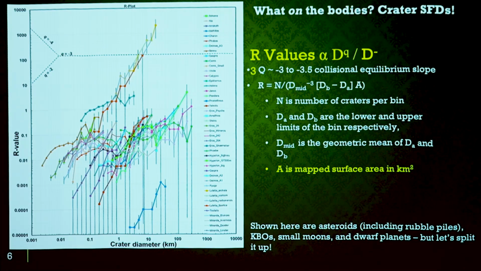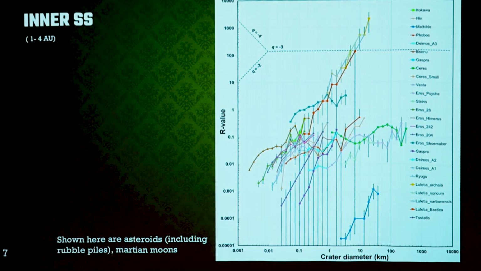And on this you're kind of looking at everything that we've got here. So there are asteroids, KBOs, small moons, dwarf planets, 2 rubble piles, Ryugu and Bennu. But this is kind of a lot to look at, so let's split it up. So starting with the inner solar system, zooming in, you've got asteroids, the 2 rubble piles, Ryugu and Bennu, and 2 Martian moons, Phobos and Deimos. And you can see here that they all tend to have a shallow slope, a little closer to -2, more so than to -3. Here's Ceres, which could average to -3, but in general, they all have this sort of shallow slope.